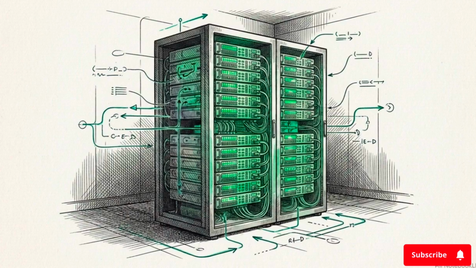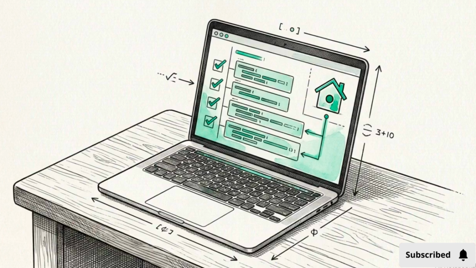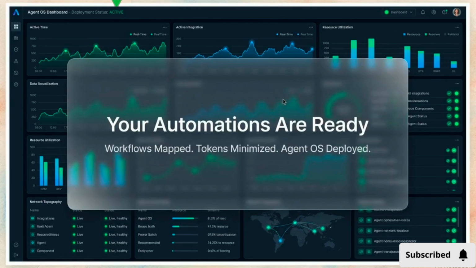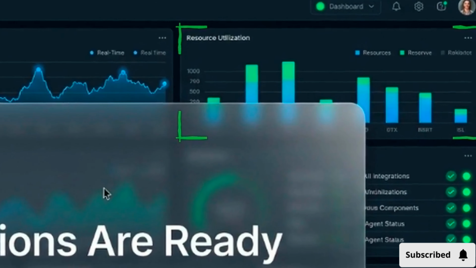The scripts are clean, and the stress tests are passing. Your environment is fully localized. This dashboard confirms your automations are active. The green network status checks and the real-time resource utilization graphs prove your workflows are now executing on their own.